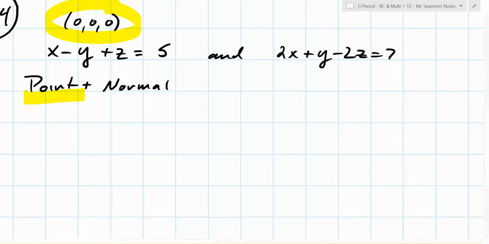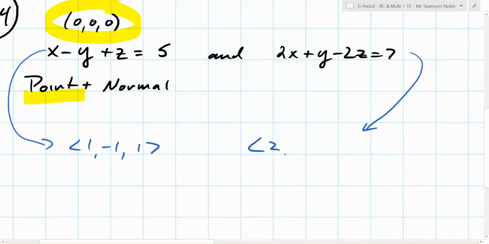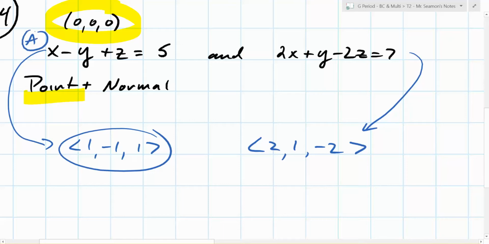I don't understand what you're saying. You're saying if I take this right here, to make 1, -1, 1? Is that what you're saying? Yep. And then I take this one right here, and it's 2, 1, and what? So what are those two vectors? What is this vector in relation to plane A, and what's this vector in relation to plane B?